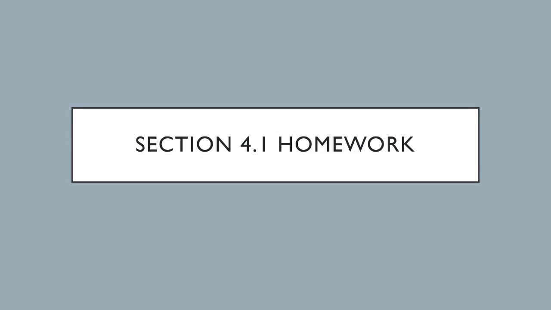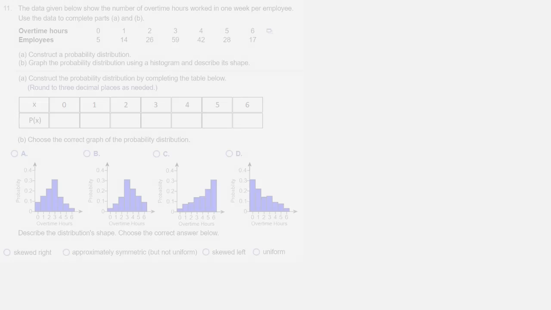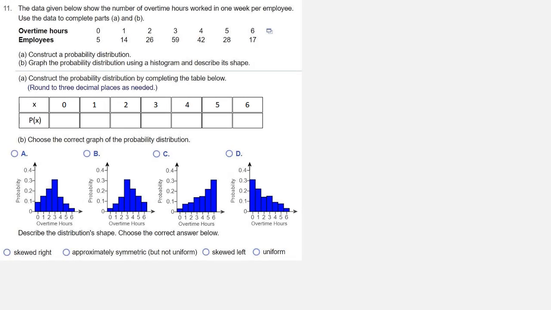We're looking at homework from section 4.1 today. This is question number 11. The data given below show the number of overtime hours worked in 1 week per employee. Use the data to complete parts A and B.